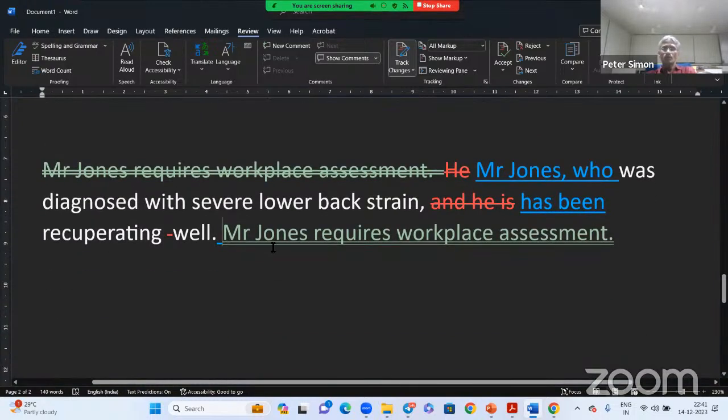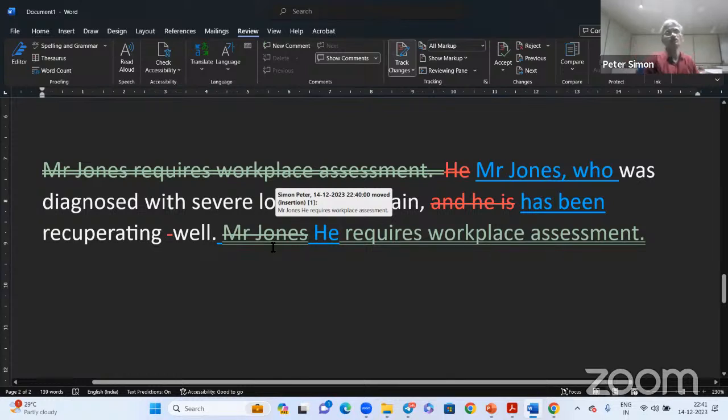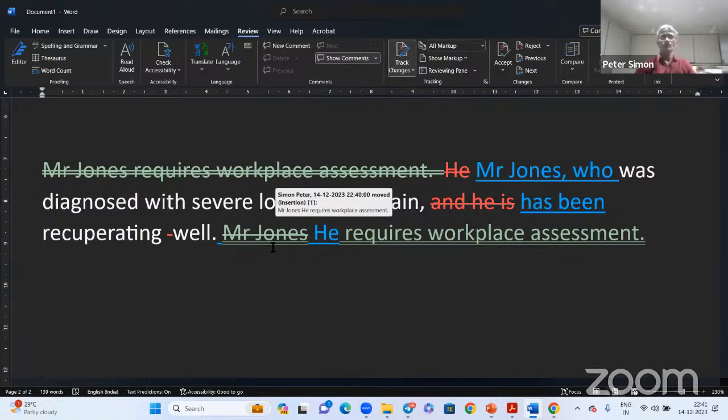Mr. Jones. Now here you can say he requires workplace assessment. So modification. Which one should be first? Recovering afterward, workplace assessment afterwards. First tell the past, then tell the present, then tell the future. Why are you telling the future first? Mr. Jones requires workplace assessment in the beginning. First tell what happened. Then how is his condition now? Then tell what he has to do later.